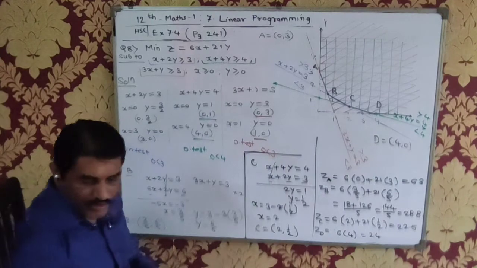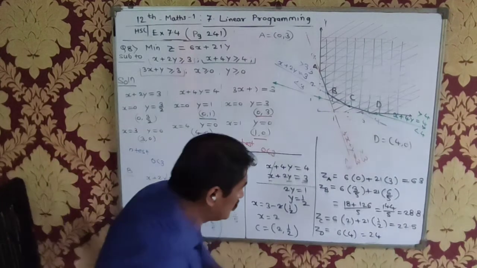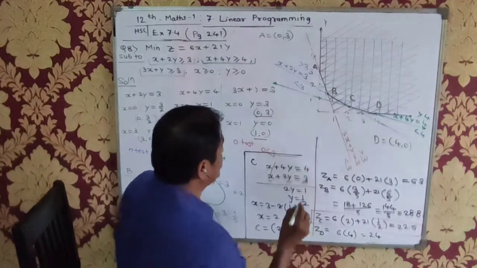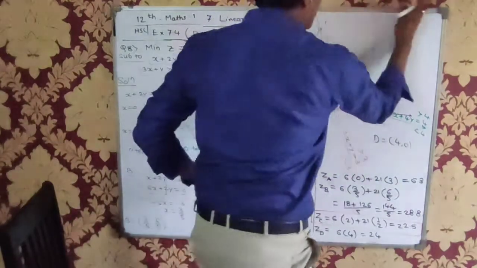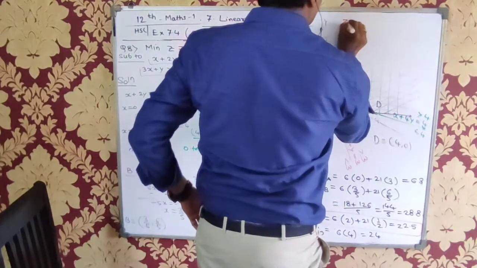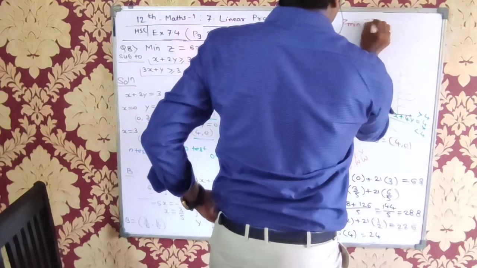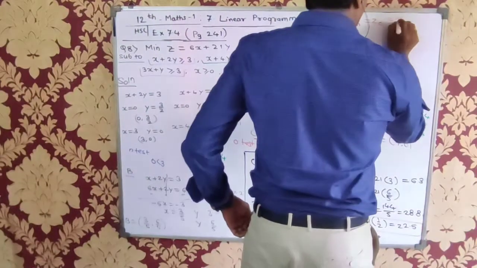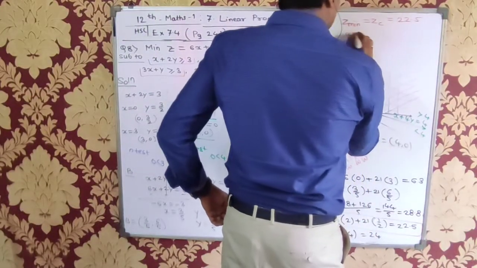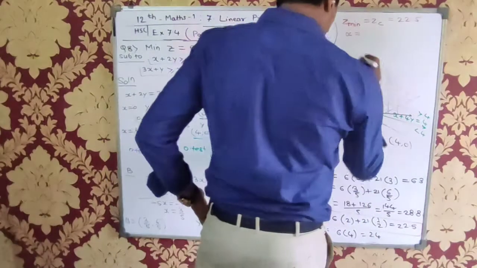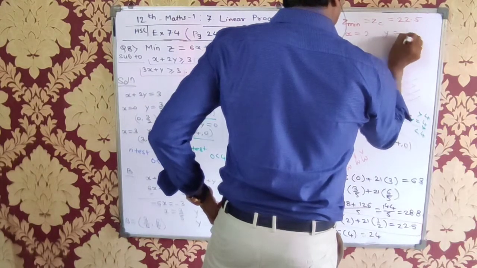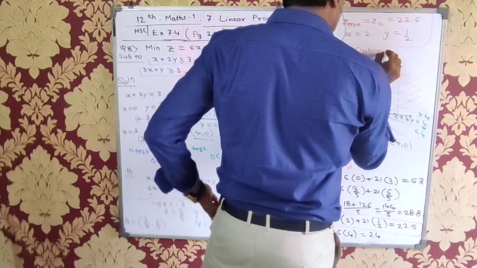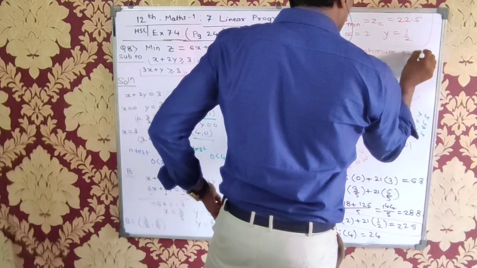I need the minimum value out of these. Which is the minimum value? I think Z at C has the minimum value. So what do we say here? Final answer will be Z minimum is equal to Z at C, that is equal to 22.5, if x is equal to 2 and y is equal to half. Well, this is our final answer. We call this answer the optimum solution. And this is called the optimum solution.